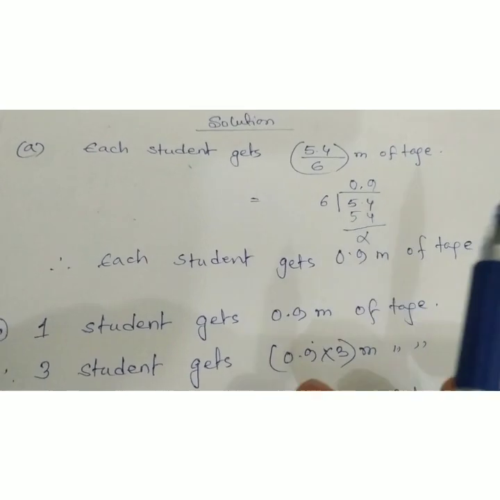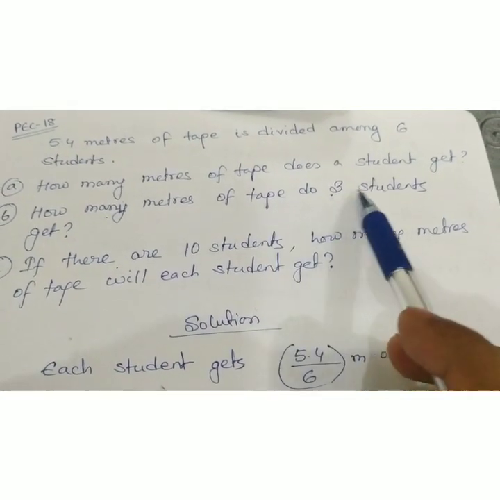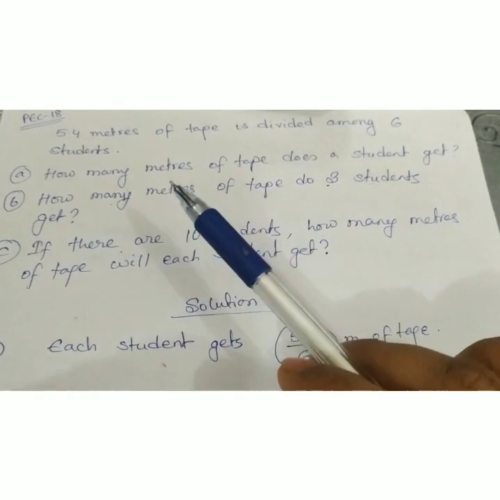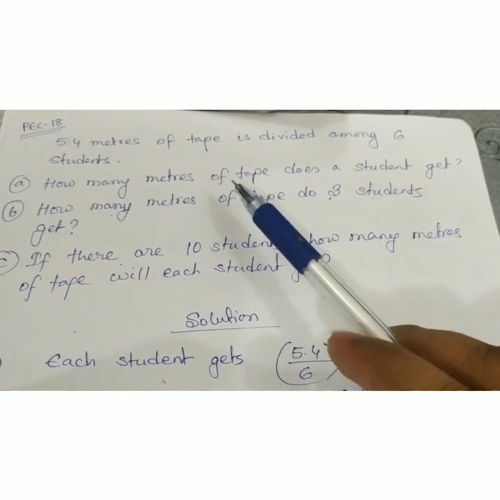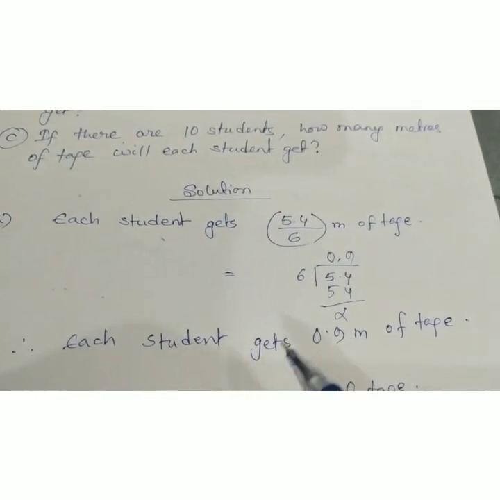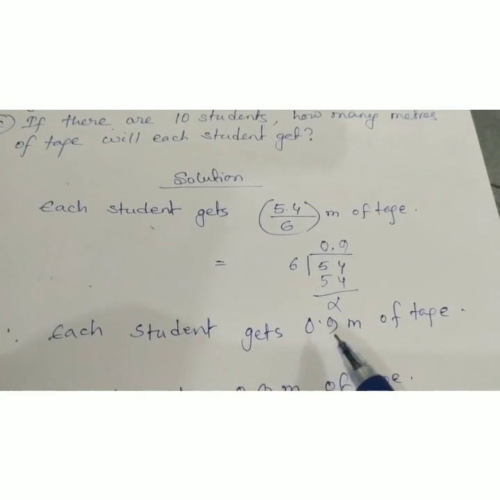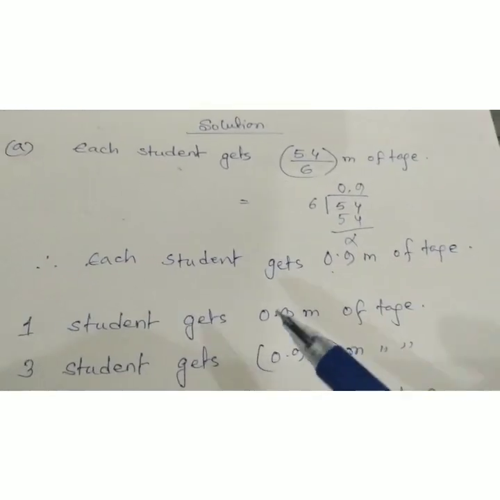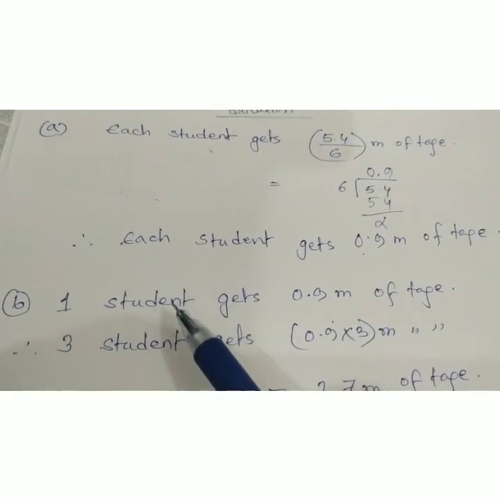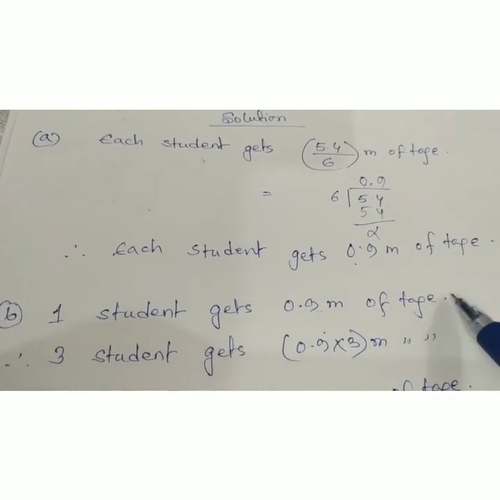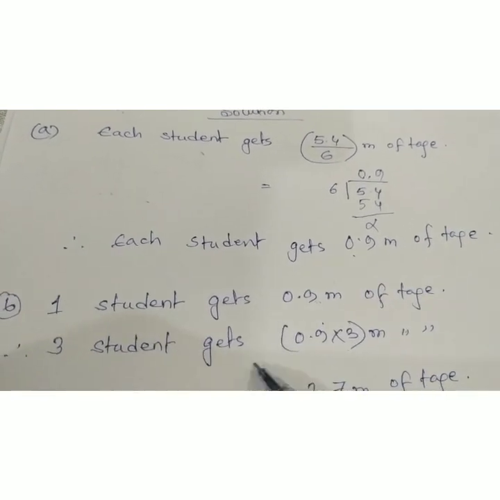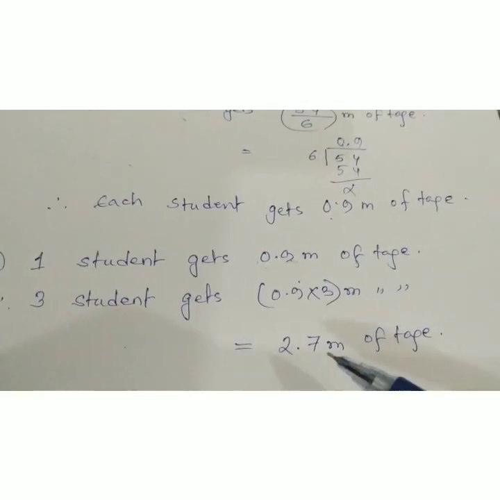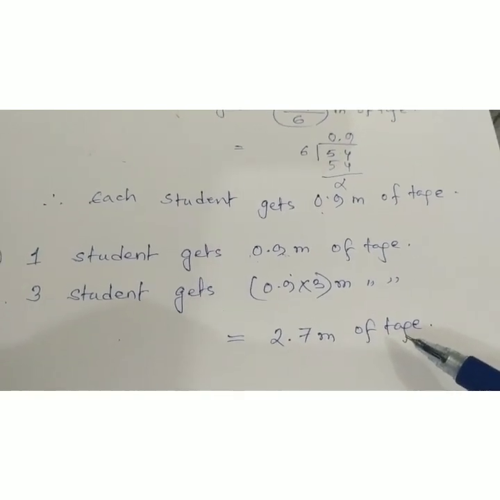Very easy. The second question was, how many meters of tape do 3 students get? From part A we already know how many meters one student gets. Each student means one student, so one student gets 0.9 meter of tape. So what will 3 students get? 3 into 0.9. So 3 students will get 0.9 meter into 3, that is 2.7 meter of tape.